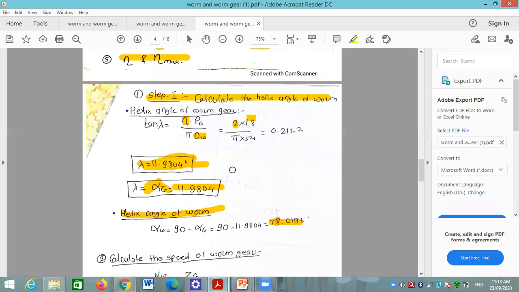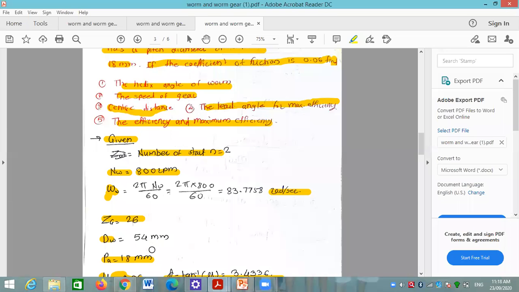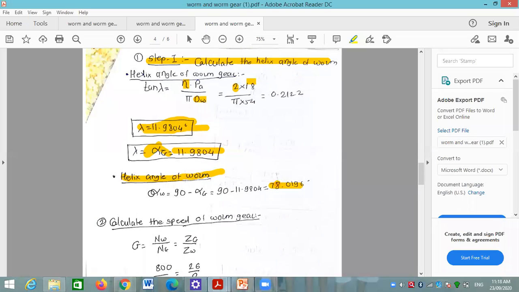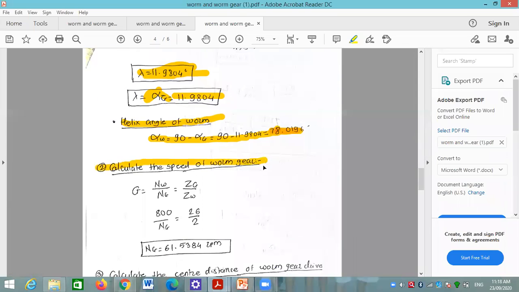This is the first step. In the first step, they ask for the helix angle of the worm, and by using this we calculated the helix angle of the worm, which is 78.0196. The second one is to calculate the speed of the worm.